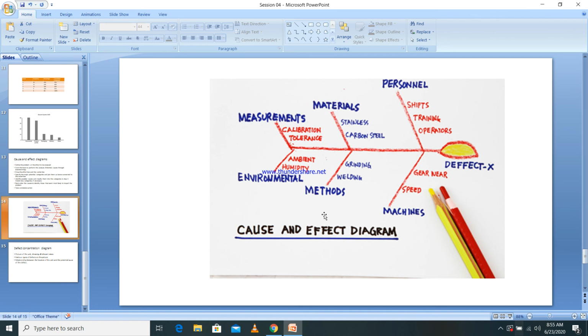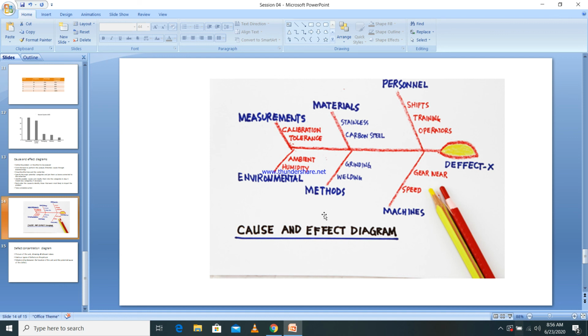So if you find a problem, let's say when you observe your process, you have identified one of the problems is the problems with the operators. So it's coming under the personnel category, so you can put it under the personnel category. So if you found another problem with the speed, so it's coming on machine speed, it's coming under the machine category. Likewise, you have to place the causes under the relevant category.